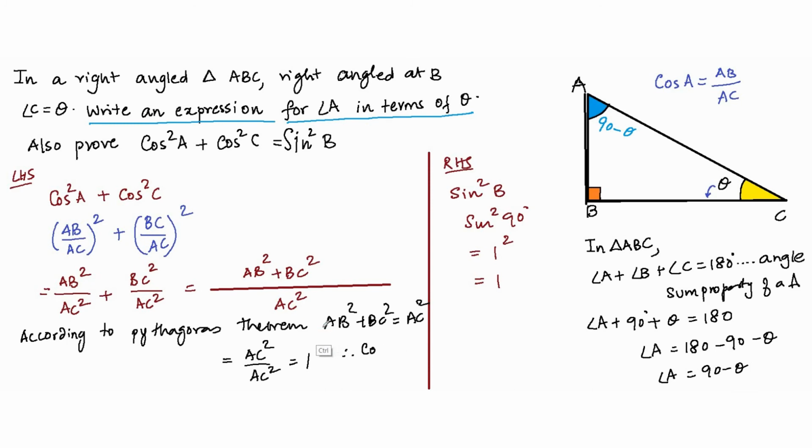We had to prove that cos square A plus cos square C is equal to 1. Hence proved. Again, this is shown using the Pythagoras theorem. So this can also qualify as a fundamental trigonometric identity, which will always hold true no matter what the angles A and C are, as long as angle B is equal to 90.